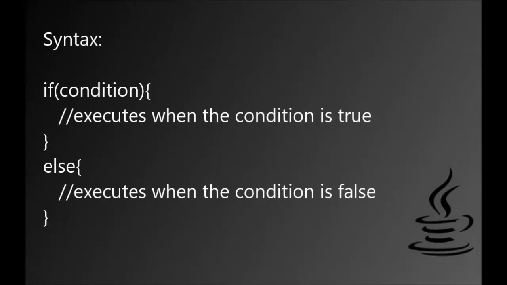The syntax for the if-else is if, followed by the condition inside the open and close parenthesis, and then open curly brace. And then followed by the statement you want to add, which executes when the condition is true, and then semicolon. Close curly brace, else, open curly brace, followed by the statement you want to add, which only executes when the condition is false, and then semicolon, and then close curly brace.